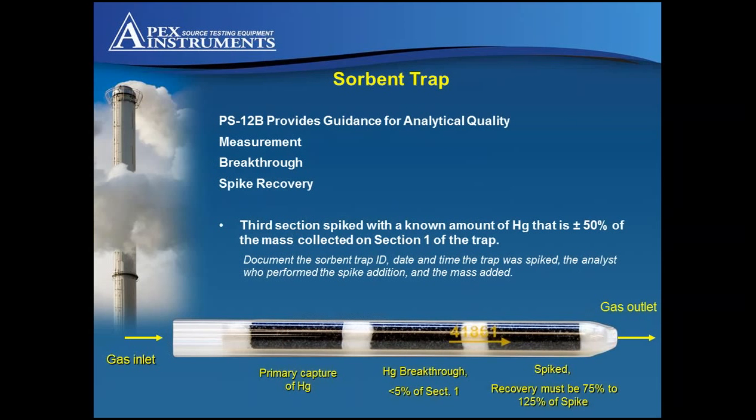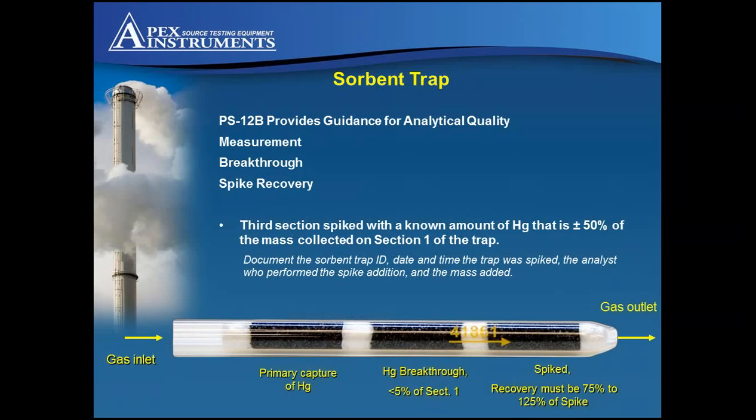The actual sorbent trap itself is made up of three sections. Primary capture is where the actual mercury is collected and measured to determine your mercury concentrations. The second two sections are really more of your QA. The center section is called breakthrough, and it's to verify that the mercury is not migrating through the trap. Anything more than 5% of what my primary capture section is would show that you have excessive breakthrough.